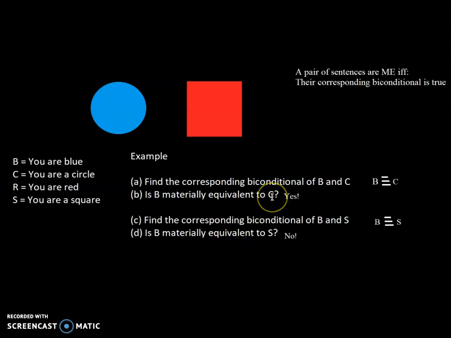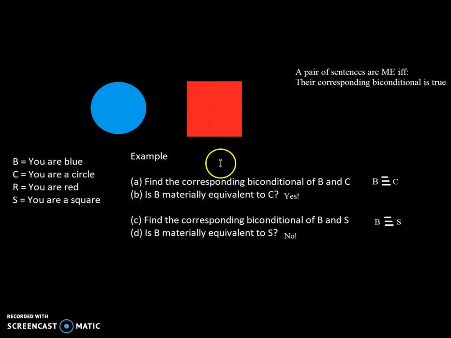Okay, hopefully you've had a chance to work this out for yourself, but let's go through it together to make sure we're all on the same page, and then I'll discuss generally the idea of material equivalence. Okay, so let's look at the corresponding biconditional of B and C. So the main question that we're considering is whether B is materially equivalent to C. Is it the case that being blue, you are blue, is materially equivalent to the statement, you are a circle, okay? And in this world, that is the case, okay?